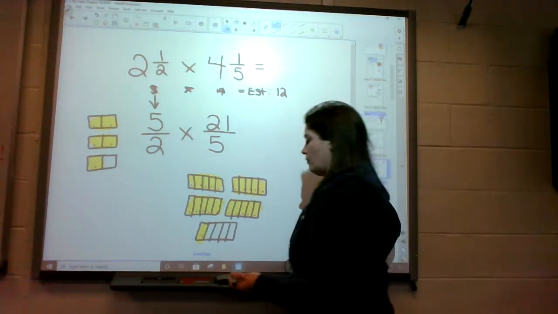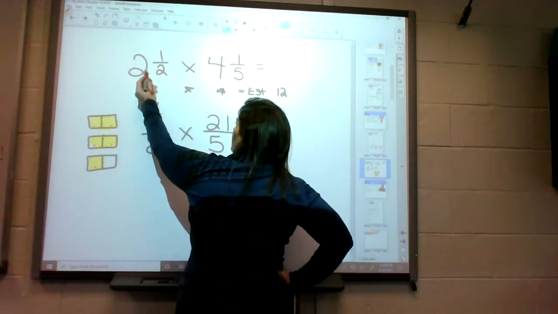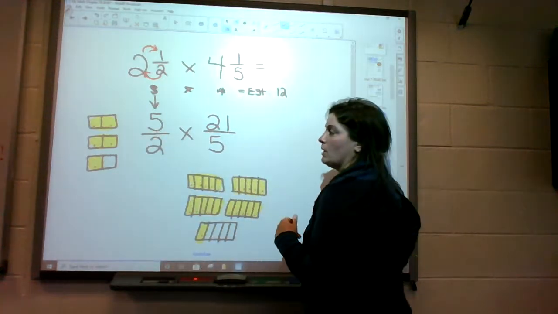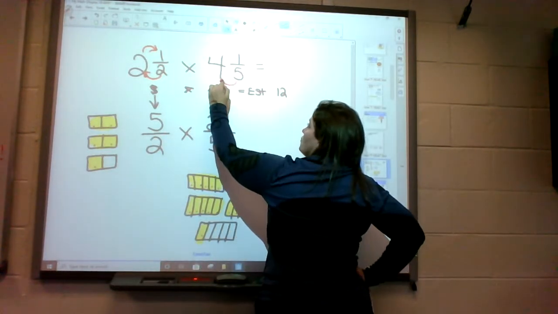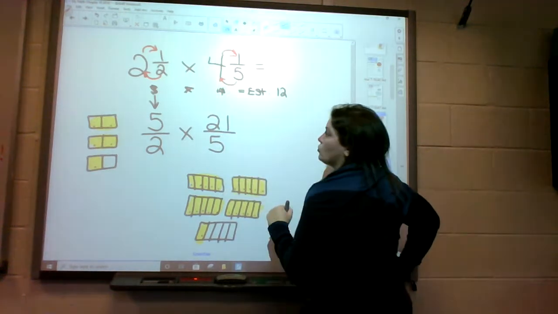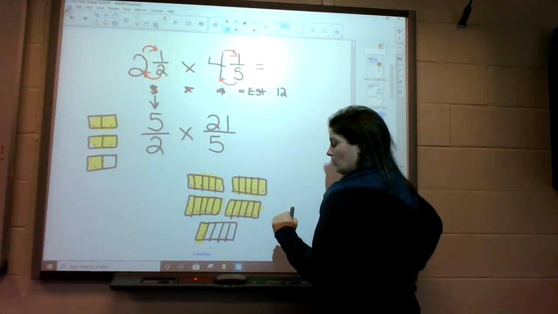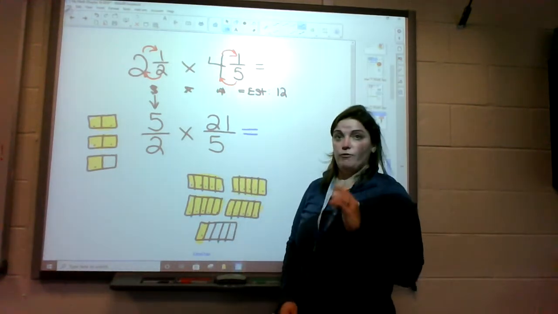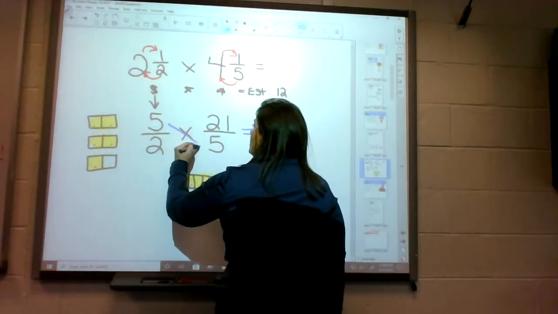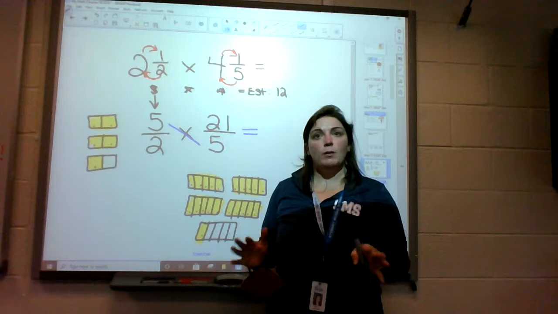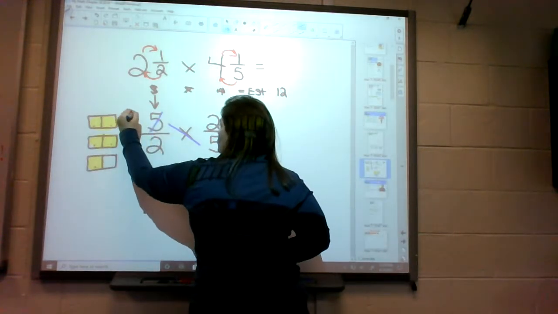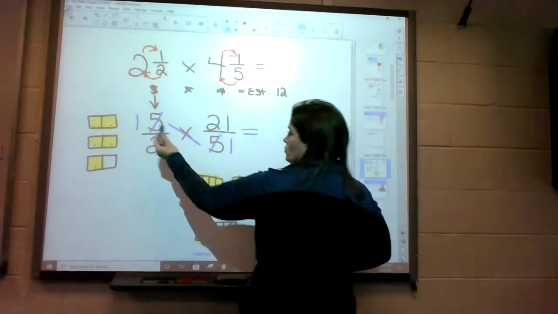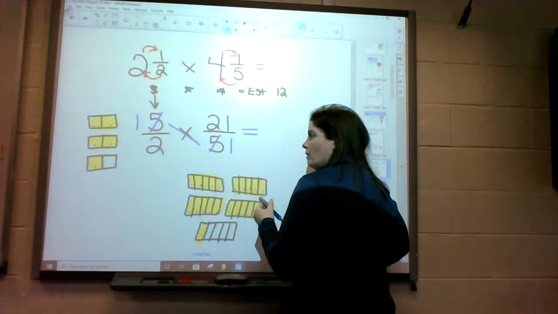Now, without the models, if I just wanted to follow my steps, for the first mixed number, I would take 2 times 2, which equals 4, add 1 more, which gives me 5, keep the denominator. Over here, 5 times 4 equals 20, plus 1 equals 21, keep the denominator. Ooh, I see something I like on this problem. I'm going to simplify my problem first because I found in my diagonals the same number. When you have the same number in a diagonal, they can both reduce to a 1, and that makes things a lot easier. So it's 1 over 2 times 21 over 1.